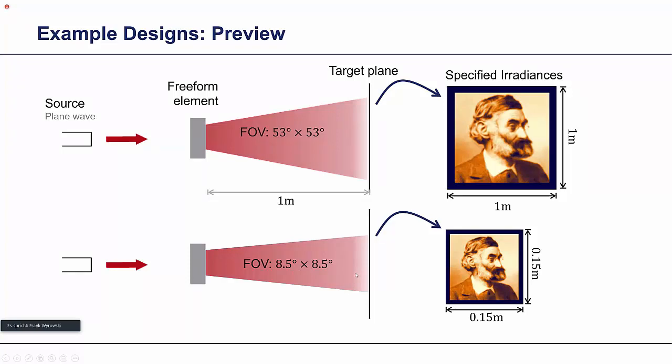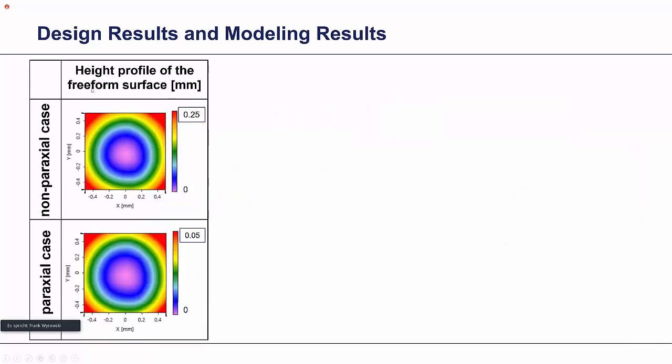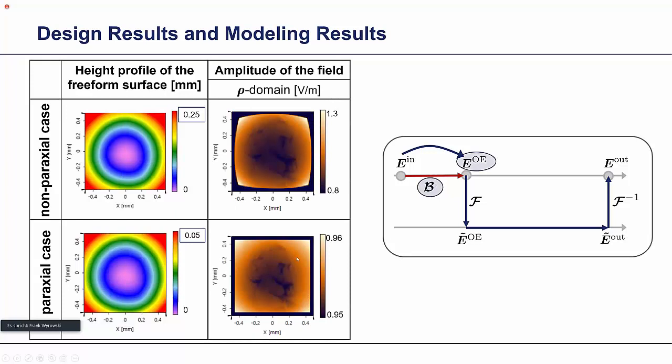Good. Now I do a design assuming a pointwise Fourier transform. I'll say later how we do that. Then I get these results as a height profile of my surfaces. So I calculate the surfaces and get that. Then I apply the B operator. The B operator is the modeling of the surface itself. It includes the Fresnel effects, and you can see it here. There are some amplitude modulations here. This is quite strong, 1.3 to 0.8. In the other case, it's very, very small, right? So 0.95. Then I do the Fourier transform.